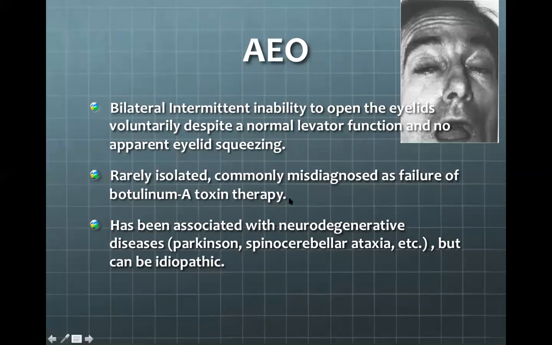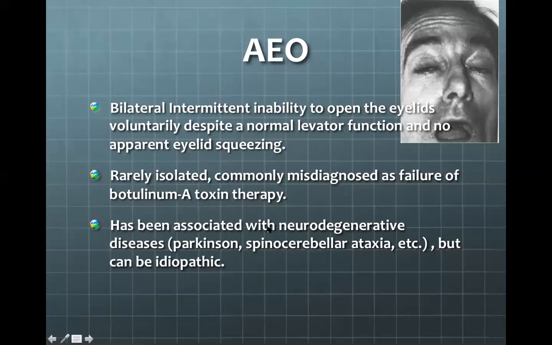Because it happens usually with benign essential blepharospasm, it is commonly misdiagnosed as failure of the botulinum toxin or a side effect of the Botox. They think that it's a side effect of the botulinum going to the levator superioris.